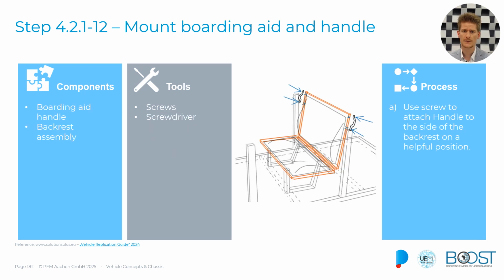Now your passengers want to get in and out, so it might be useful to have some mounting or some handles mounted. We call them boarding aid, so this would be one thing that we need, and then we need the backrest assembly. We will then need some screws and some screwdriver to place them. Again, the positioning of these things will be up to your liking. Just make sure that they're in an ergonomically useful position. Mark the holes that we need, drill some pilot holes, and then screw or bolt these handles to the backrest.